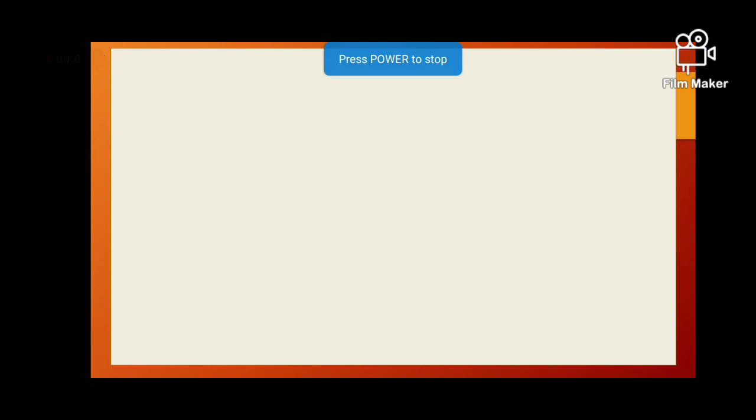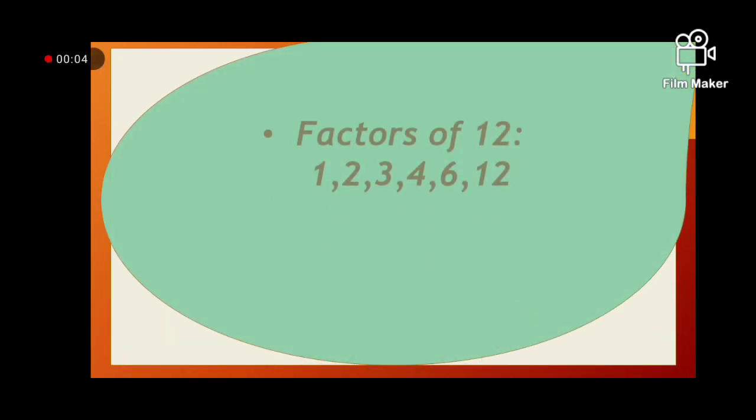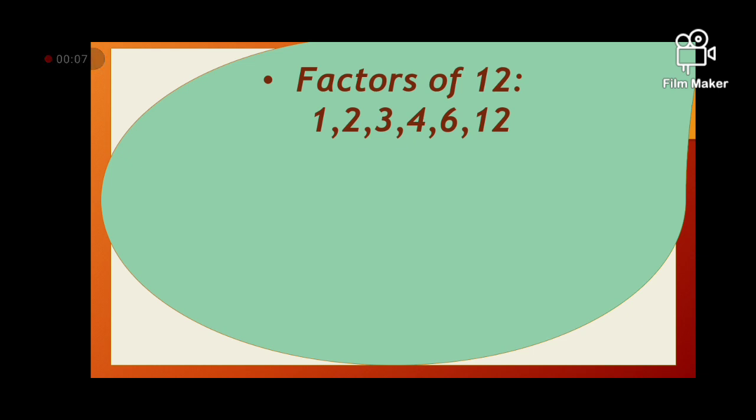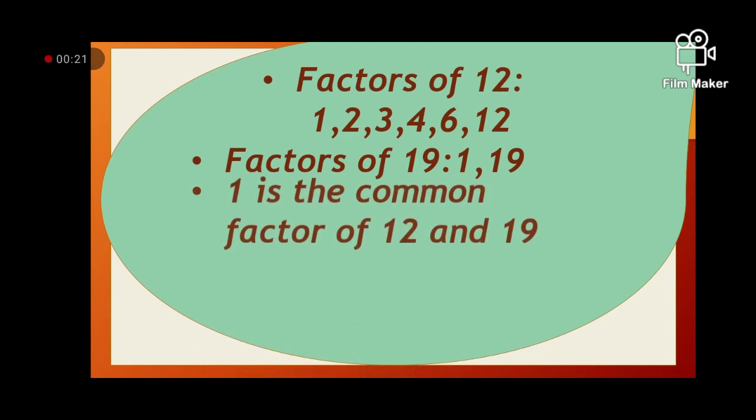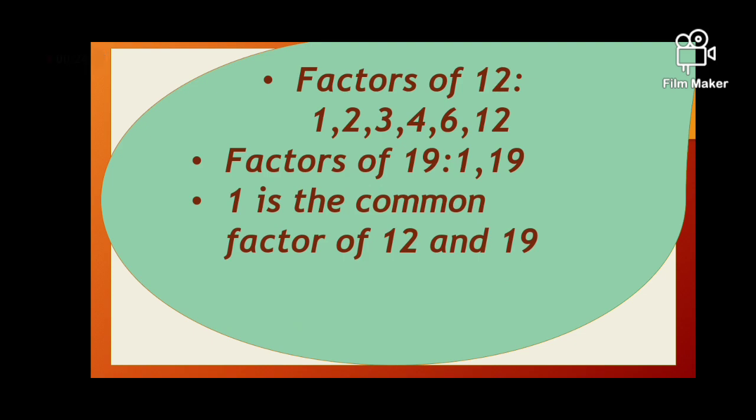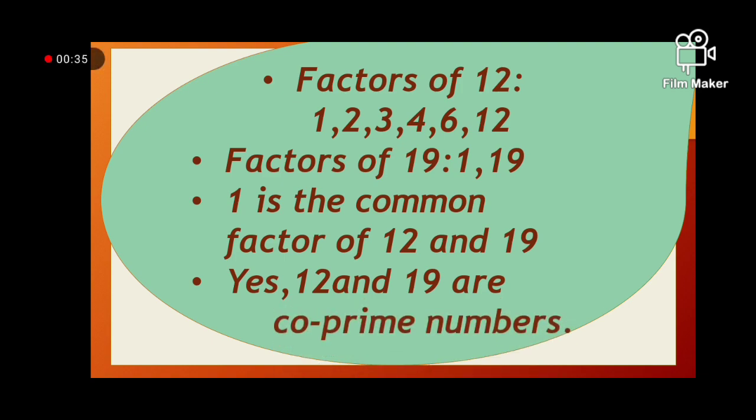Now let's see another example of co-prime numbers. Factors of 12 are 1, 2, 3, 4, 6 and 12. Factors of 19 are 1 and 19. 1 is the common factor of 12 and 19. It means, are they co-prime? Yes, they are co-prime numbers because they have one common factor, that is 1.